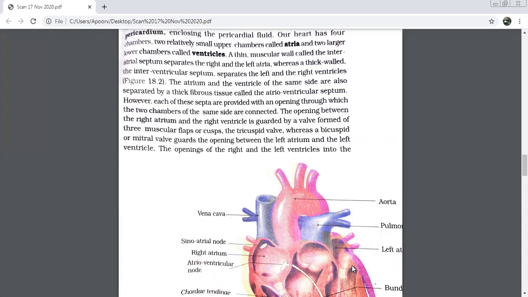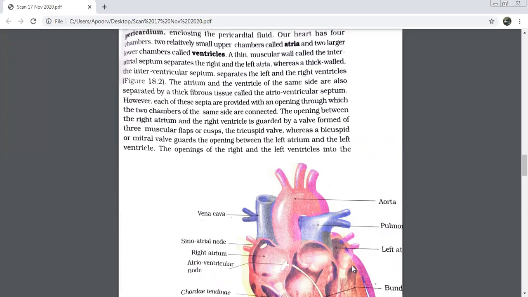Name the valve which guards the opening between the left atrium and left ventricle. Bicuspid valve. Good. The atrium and the ventricle of the same side are separated by a thick fibrous tissue called the AV septum. Very good. Yes, it is the AV septum, the atrioventricular septum. Okay, good.